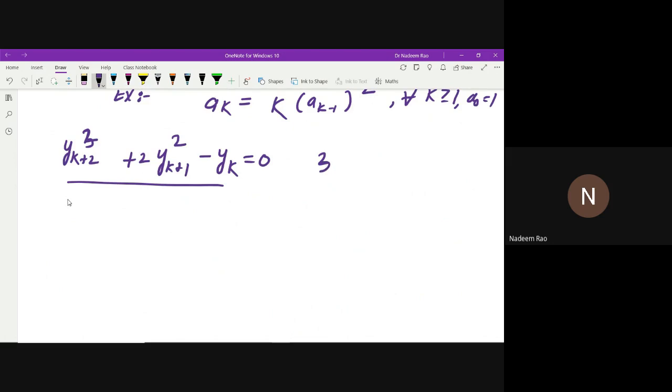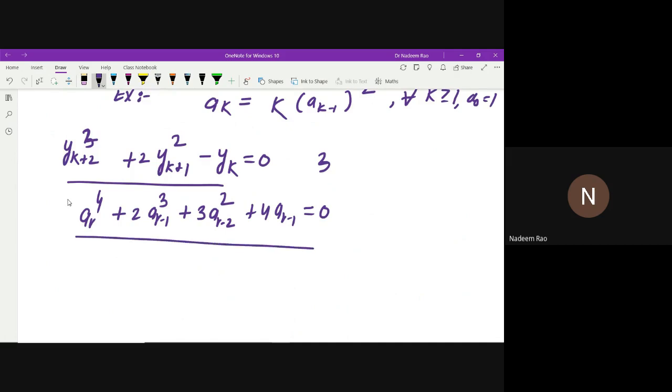And now we are going to deal with another example, that is ar to the power 4 plus 2 times ar minus 1 to the power 3 plus 3 times ar minus 2 to the power 2, then plus 4 times ar minus 1 equals to 0. So what about the degree of this recurrence relation? The degree is nothing but 4, because the highest power of ar is 4.